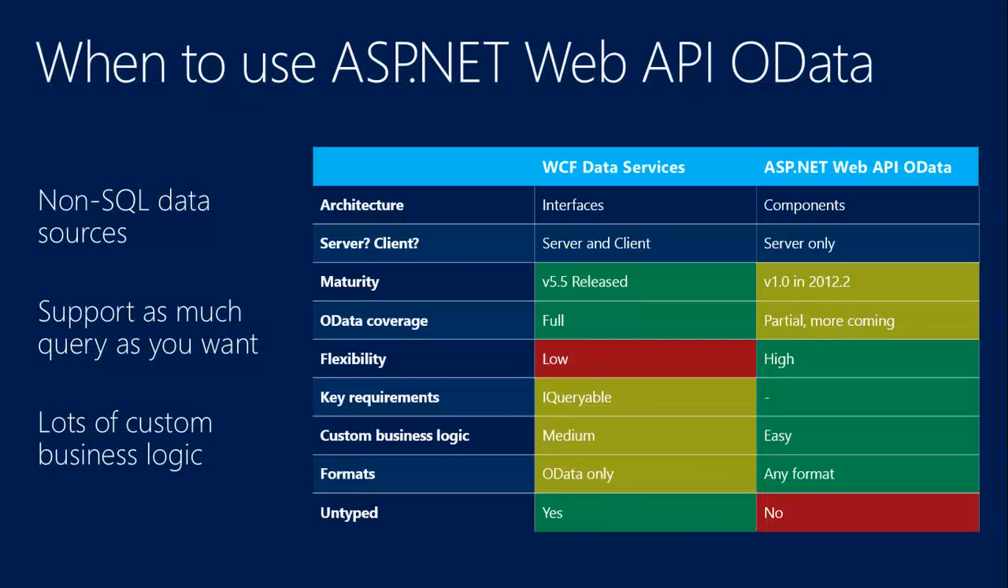So this table, I'll go through it quickly. The architecture of WCF Data Services is much more interface-based. You have these providers. Web API is more about components. We're giving you pieces that you can use to build up your OData service. There's a little bit more flexibility in that model. WCF Data Services is server and client, and we actually continue to support and recommend the WCF Data Services client library. We do not plan to build a separate one for Web API. You can call an OData service using HttpClient, which is what we typically tell people to use when you're calling a Web API. You're just issuing HTTP requests.